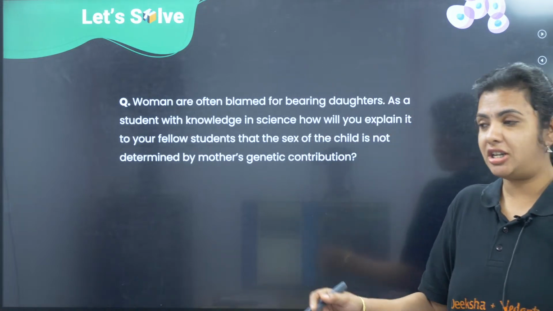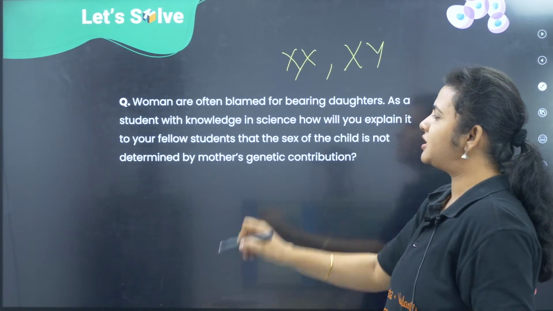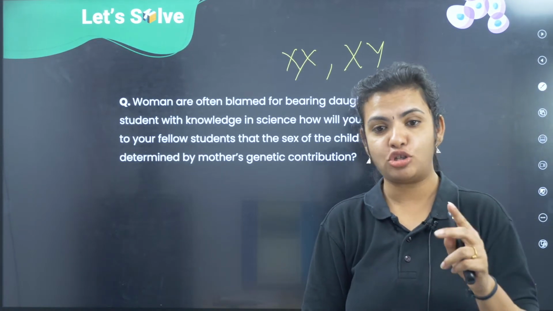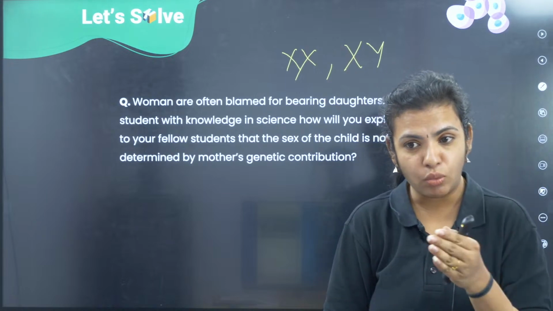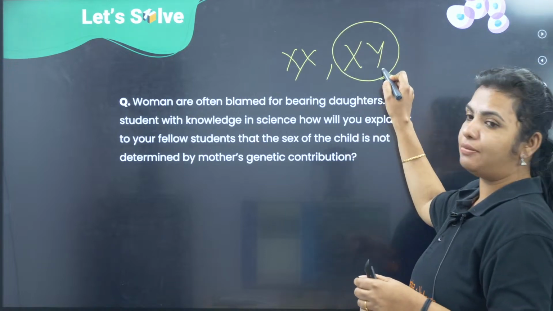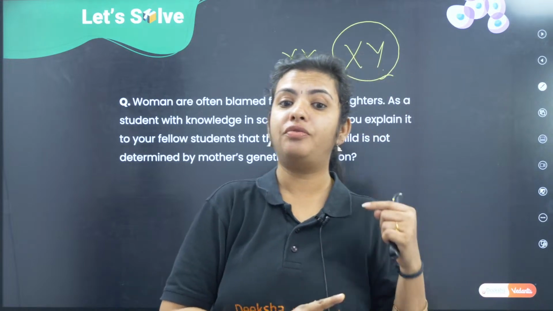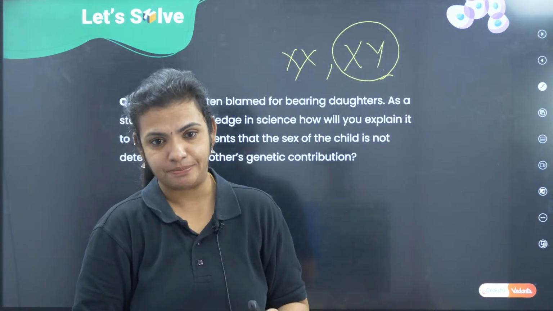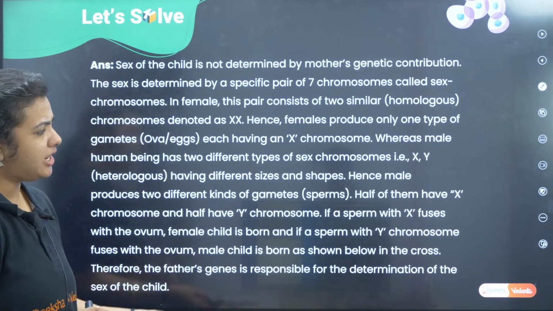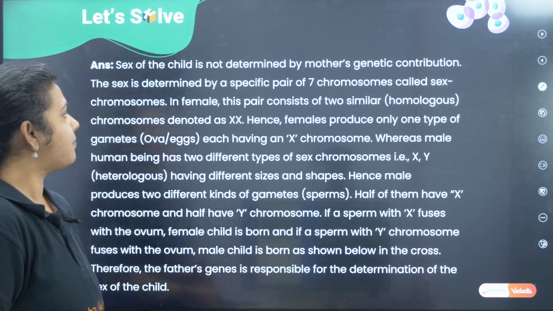So the answer to this question is, males have XY chromosomes, females have only XX chromosomes. The person who has an additional heterozygous chromosome is the male. So it is not the woman who is going to be blamed or who should be blamed. It is the man, because his sperms carry different chromosomes. So based on which sperm is going to fertilize the egg, it is the father who is going to decide the sex of the child. Alright. So the same thing, whatever I have explained, sex chromosome, that is the answer.